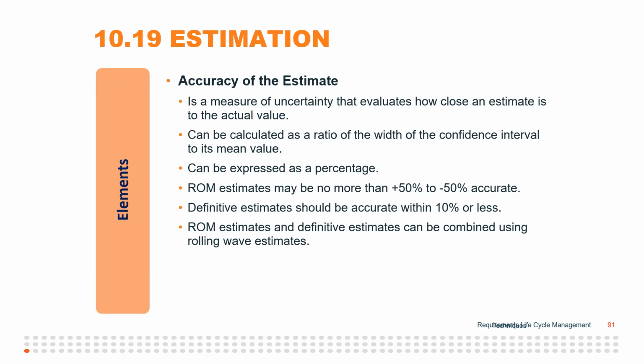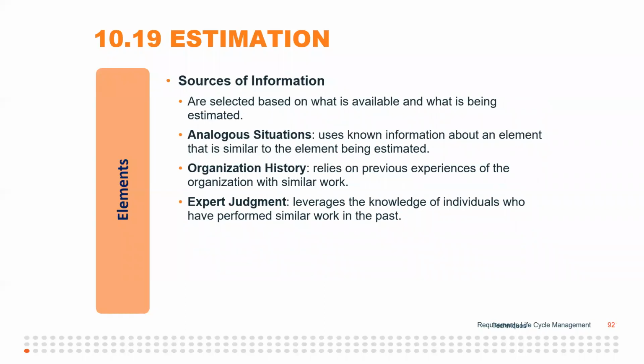That's something, you feel like, yeah, I can actually use that, right? I can depend on it. And then rough order of magnitude estimates and definitive estimates can be combined using rolling wave estimates, which, like I said, I've never done a rolling wave one before. So sources of information are analogous situations.